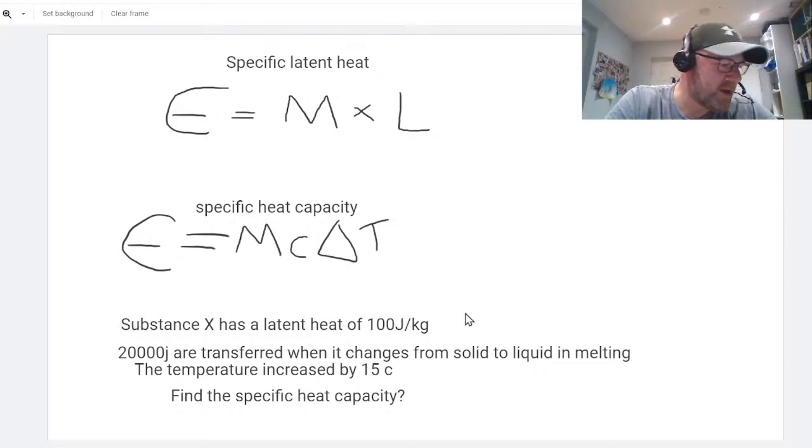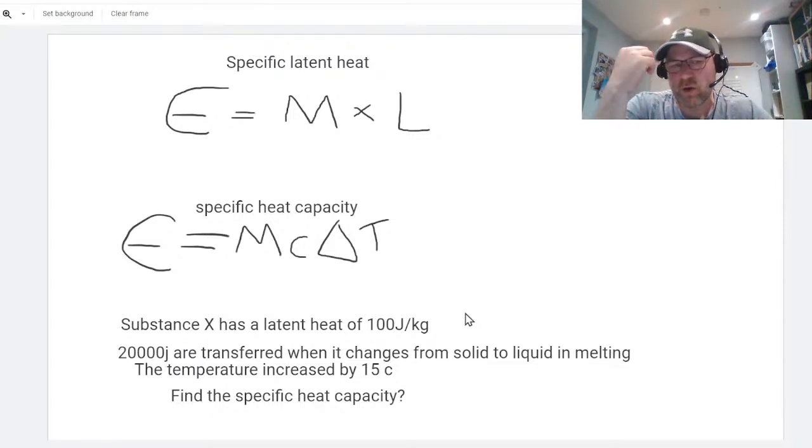You'll get these formulas on the sheet, and sometimes they will even give them to you in the question. But you've got to spot the links. You'll have a 4 or 5 marker 100% tomorrow where you've got to use 2. Most likely in electricity, you'll have to combine V equals IR with P equals IV, or Q equals IT.